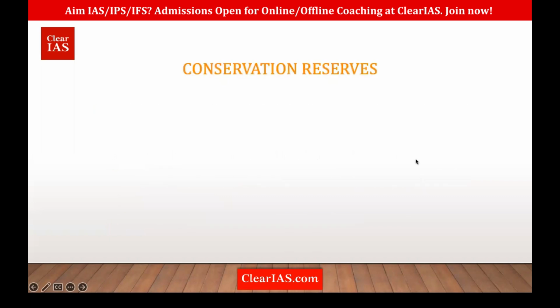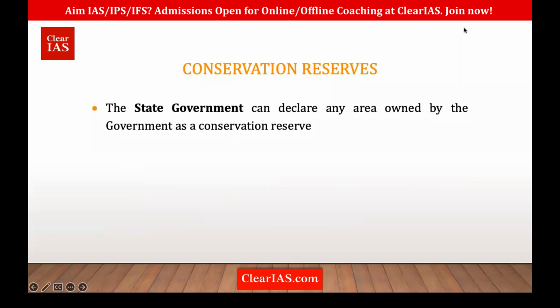Okay. So now we have the conservation reserve. This is actually the government area, like government-owned barren land. Whatever land is owned by the government, they can declare it as what? Conservation reserve. Like if there is some vacant land outside your government office, the government can declare it as a conservation reserve and grow trees there.